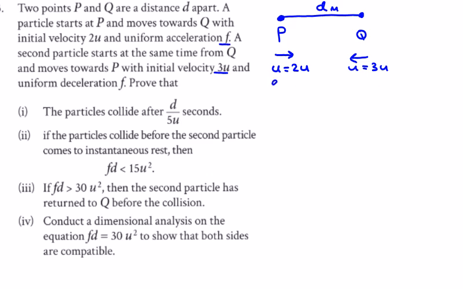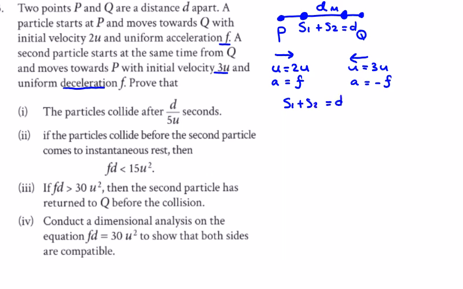Acceleration F for P, and retardation or deceleration minus F for Q. Well, we know that when they meet, regardless of where they meet, the distance traveled S1 plus S2 will be equal to D. So if they meet here, it's still going to be a distance of D traveled by both. Similarly over here. So we can probably start with that. Let's start with S1 plus S2 is equal to the distance traveled.